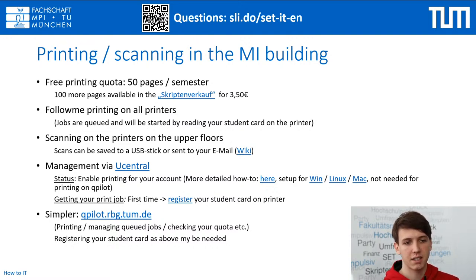Next up, we have printing and scanning in the ME building. Usually, everyone gets 50 pages per semester of free printing quota. If that is not enough for you, you can buy more in the Skriptenverkauf here in the Student Council for at most €3.50 per 100 pages. Since this semester, there is Follow Me printing on all printers, so you can queue jobs and do anything else in the meantime. And when you want to finally print it, you go to the printer, put your student card on it, and then it will print the relevant documents.